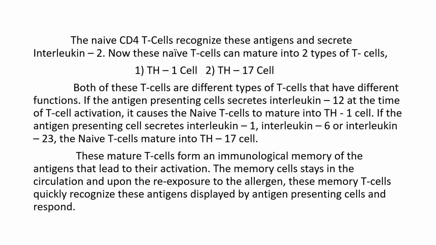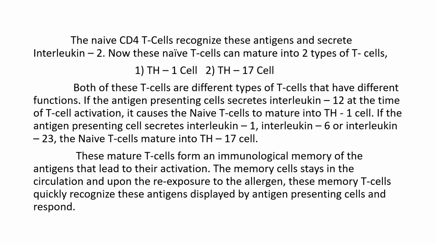Both of these are different types of T cells that have different functions. If the antigen presenting cell secretes interleukin 12 at the time of T cell activation, it causes the naive T cells to mature into Th1 cells. If the antigen presenting cell secretes interleukin 1, interleukin 6, or interleukin 23, the naive T cells mature into Th17 cells. These mature T cells form an immunological memory of the antigens that lead to their activation.